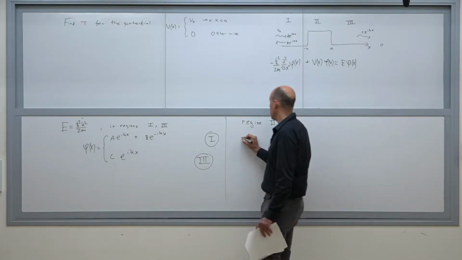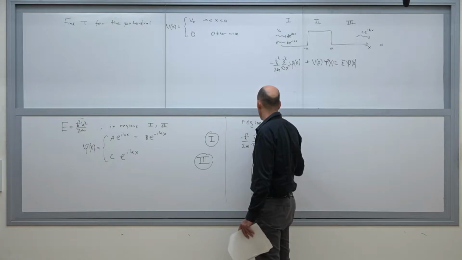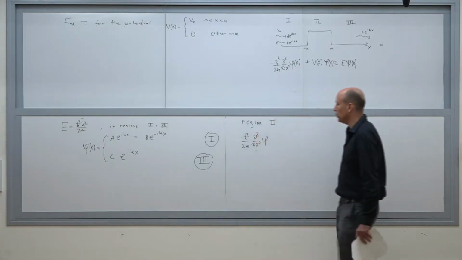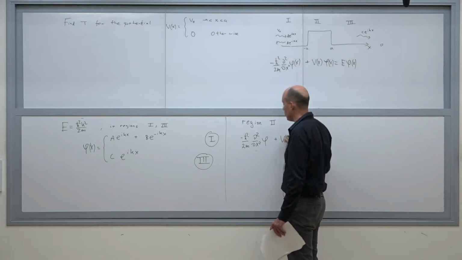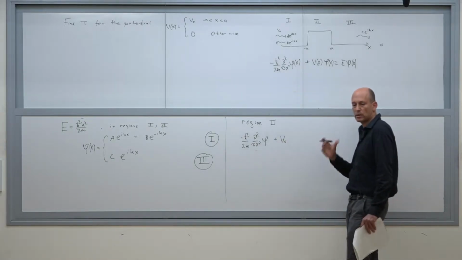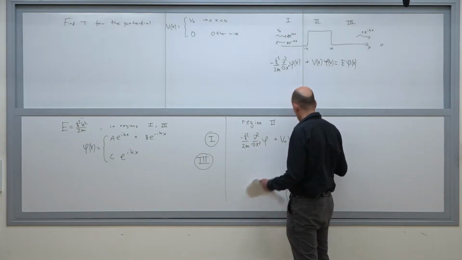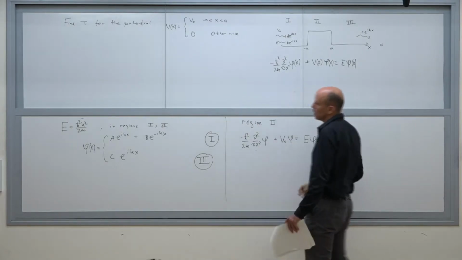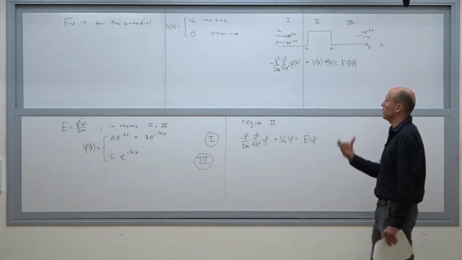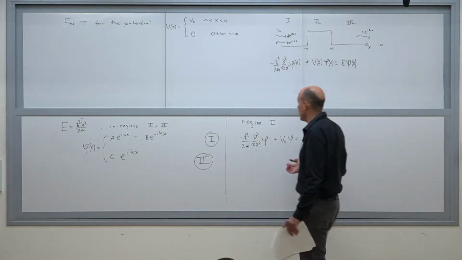It's nearly as simple. You have minus h bar, this is the Schrödinger equation. Second derivative with respect to x squared of phi, that's the kinetic energy operator, the usual one. Here I have plus V0. V0 is a constant, some number, that's the scale of energy in this problem. V phi equals E phi. And this E is the same as before. It's the energy of the incoming wave.